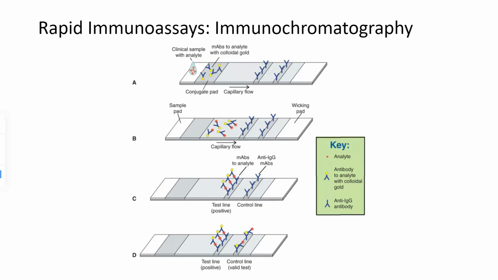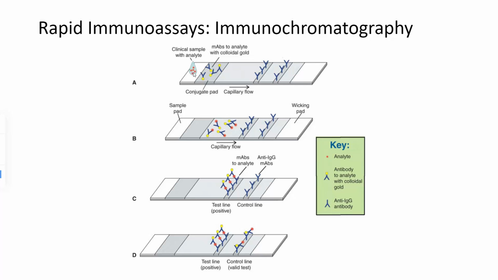So basically what happens is you're going to have a control line. The control line contains antibodies against human, so here's anti-IgE antibodies, and that's going to be there. And then you have the test line, which will capture the particular antigen or antibody that we're testing for. So once we add this to it, it's going to flow by capillary action down the test strip. We're going to add the clinical sample.